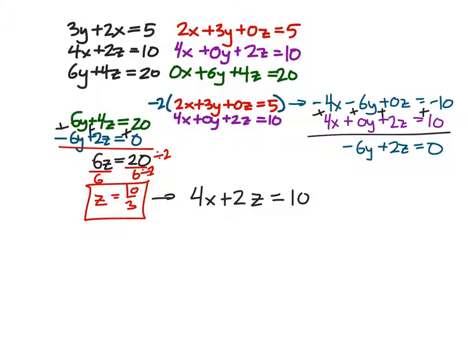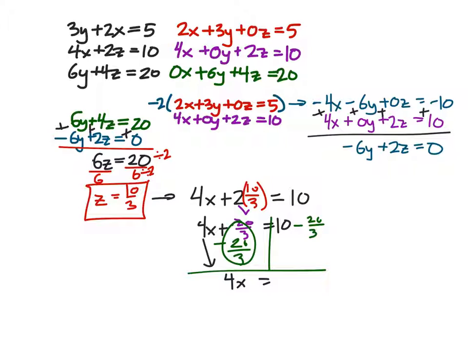So this is the equation. Of course, I'm going to replace z with 10/3. And now I just evaluate this. So I can take 2 times 10/3, which would be 20/3, which gives me 4x plus 20/3 equals 10. Now I will subtract 20/3 from both sides so that I can get the x's by themselves.